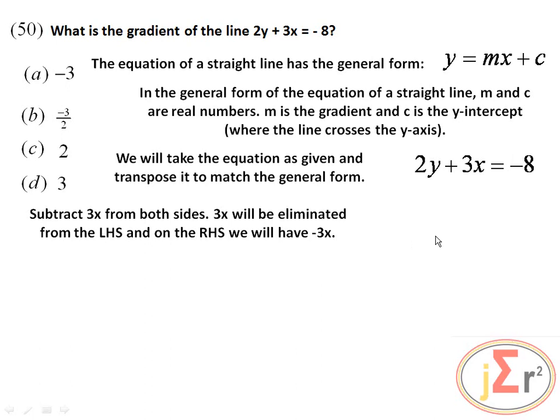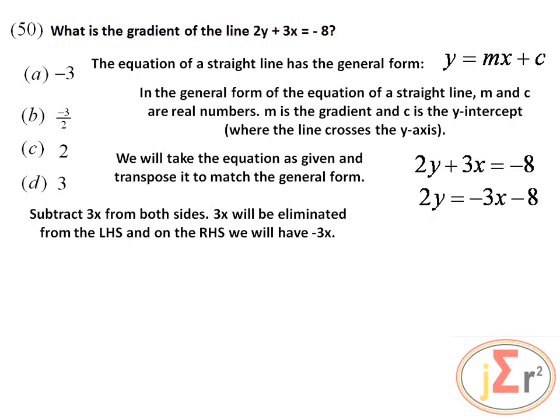Subtract 3x from both sides. We need to eliminate this 3x from this side. We subtract 3x from this side. We need to subtract it from the other side also. This will result in 3x being eliminated from the left hand side, and on the right hand side we will have a negative 3x, like so.